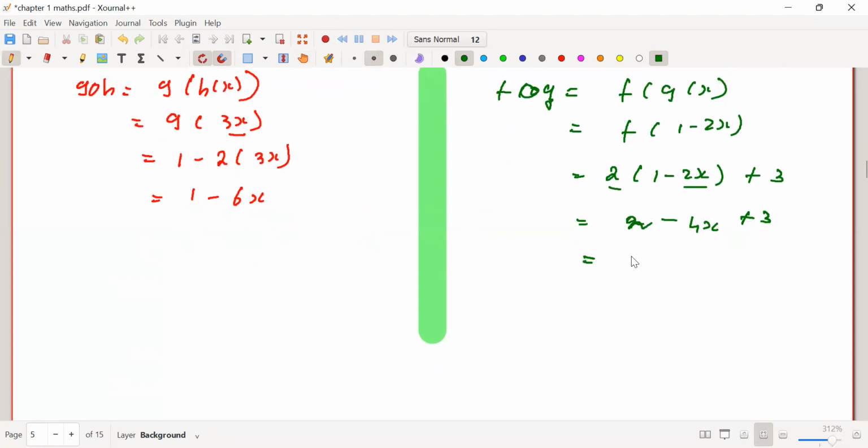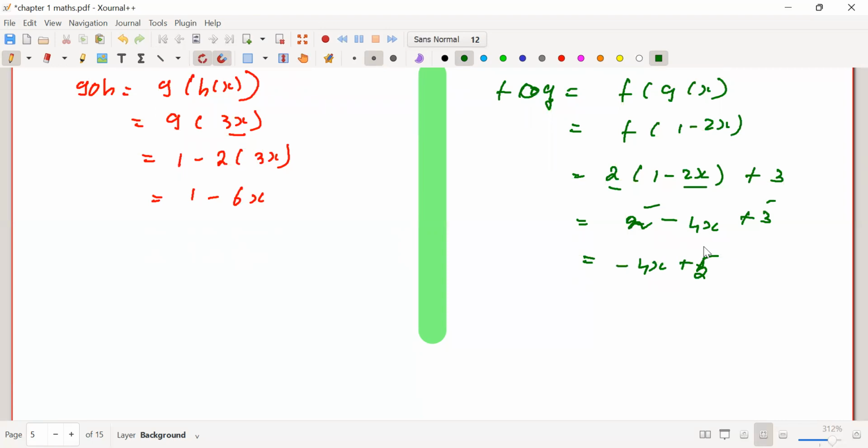So 2 minus 4x plus 3. This becomes minus 4x, 2 plus 3, 5.